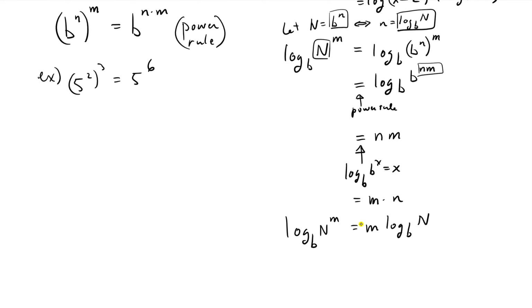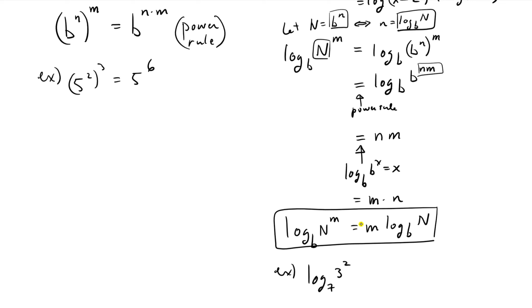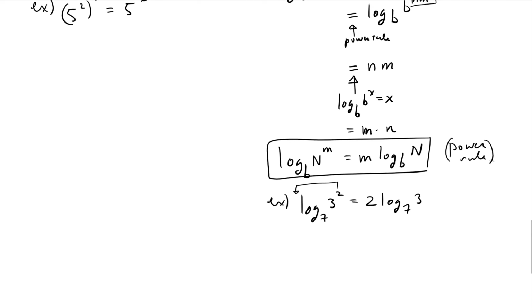So what does that mean? It means that, let's look at an example. If I have log in base 7 of 3 squared, what this property tells me is that I can bring the exponent in front of the logarithm. It's kind of a strange property of logarithms. It really just follows from the power rule. So this is the power rule for logarithms. So if there's log of something to a power, you can bring the power in front of the log.